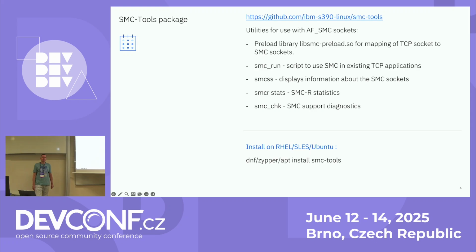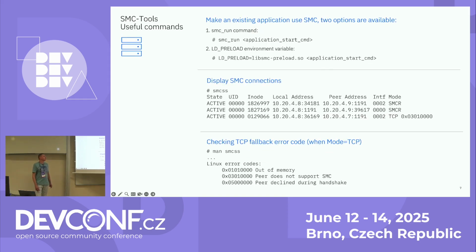The smc-tools package provides commands that help you to manage SMC connections. You can download it from GitHub or install from distros. I want to describe the most important smc-tools commands. So existing TCP/IP applications can use SMC without recompiling if they are started with the SMC preload library. You can do it either using the smc_run script or the LD_PRELOAD environment variable with your application start command.